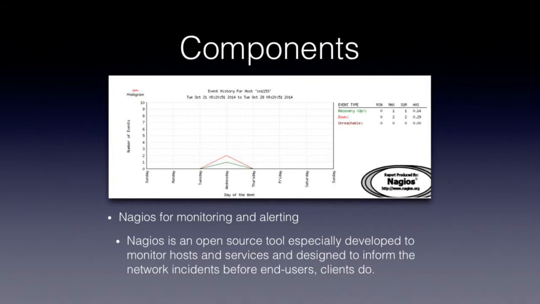Okay, let's come to the components we used for monitoring and alerting. The first component we used is Nagios. As we know, Nagios is an open source tool especially developed to monitor hosts and services and designed to inform the network incident before end user clients do. And it's very widely used for monitoring and alerting, so details will not be discussed here.